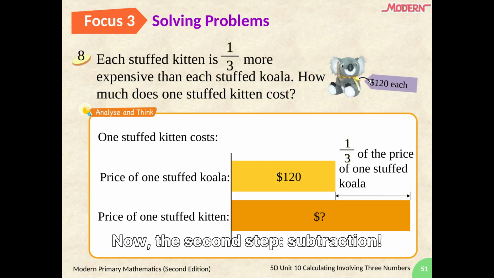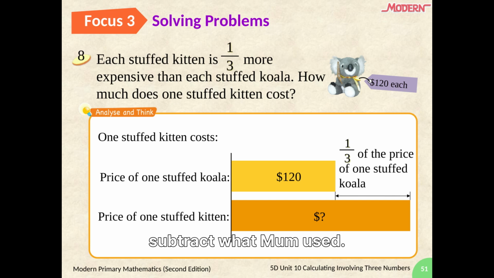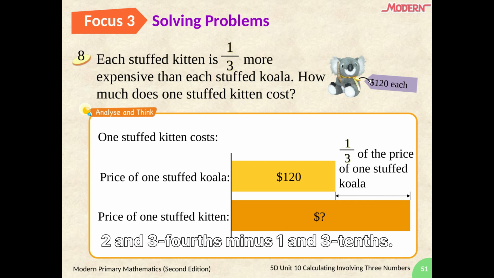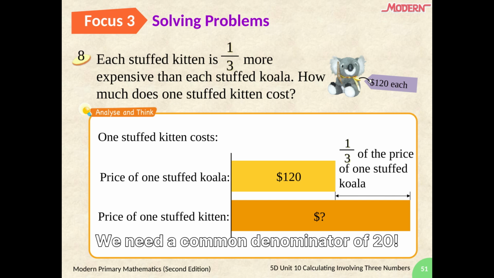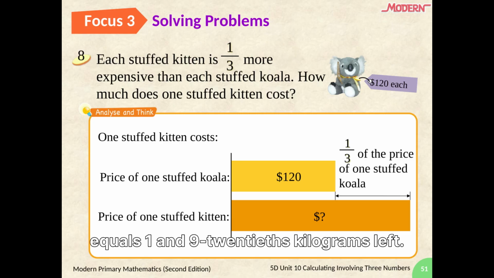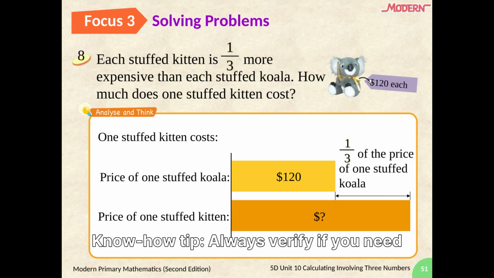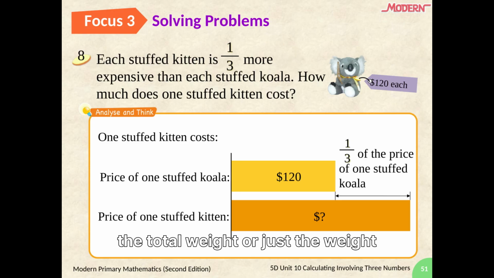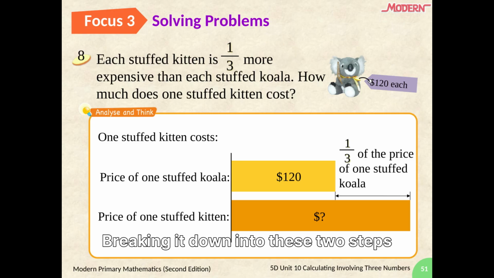Now, the second step, subtraction. We take that single bag weight and subtract what Mom used. 2 3/4 minus 1 3/10. We need a common denominator of 20. 2 15/20 minus 1 6/20 equals 1 9/20 kilograms left. Know-how tip: always verify if you need the total weight or just the weight of one item before you subtract. Breaking it down into these 2 steps makes the answer crystal clear.